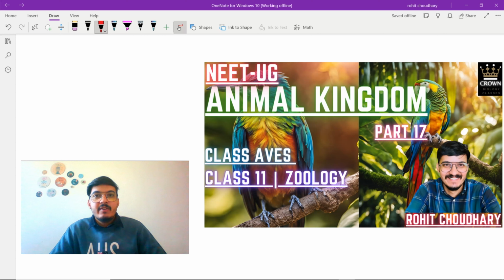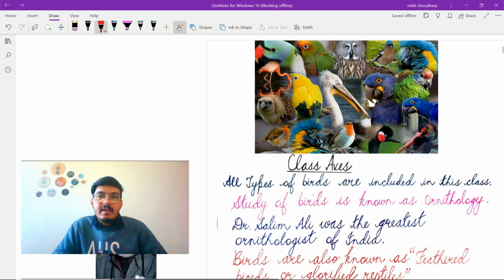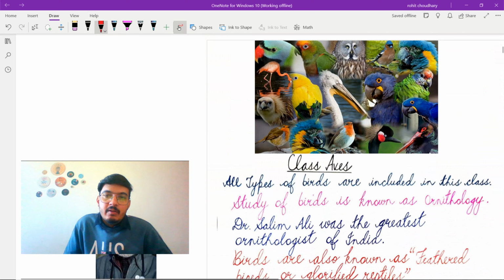Birds show a great diversity in size, color, feeding habits, nesting habits, and are adapted to live in various environmental conditions. They are distributed throughout the world. Their distinct feature is flight. So let's start class aves.